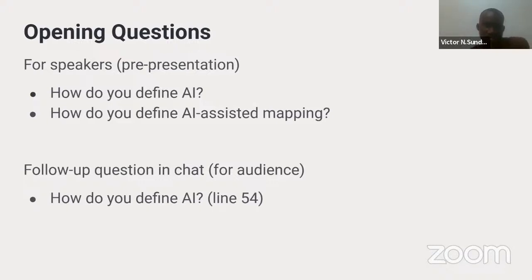AI simply talks about requesting machines to do the work humans should actually do. And AI assisted mapping is requesting machines to go ahead and help the humans do much of the work, while the humans monitor or follow up on what is being done to be sure that it's properly and accurately done.